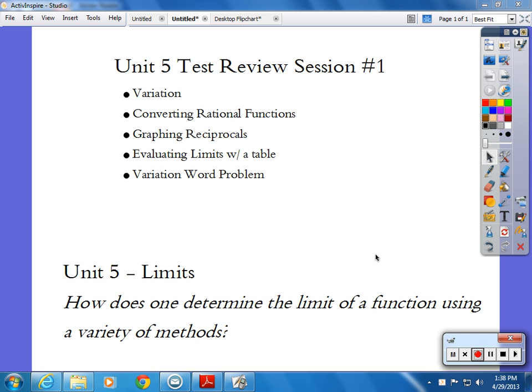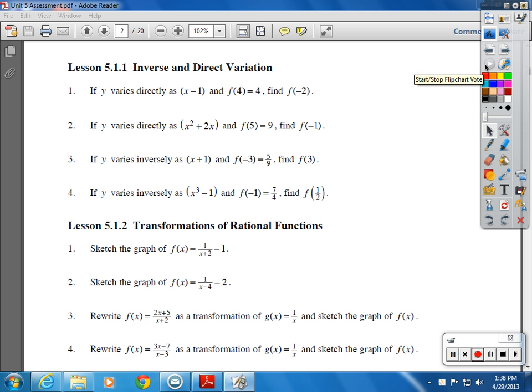Okay, so we'll go in this order here. Variation is the first one there, 511, number 2 from the packet that you're working on. And that will be this one right here.